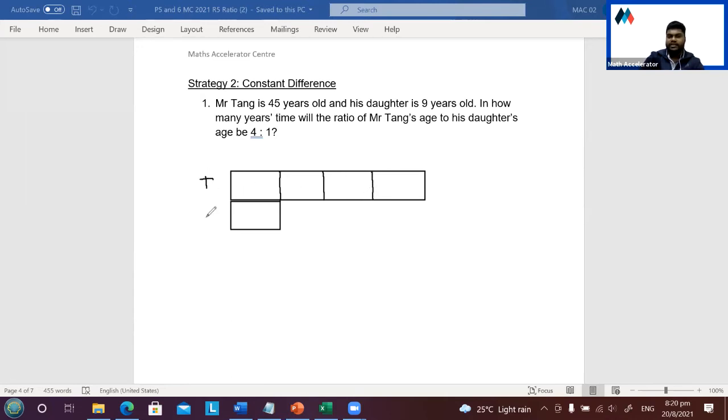Case of Mr. Tang and his daughter. So we just established that the difference in age between two people across time will always be the same, right? So what can you tell me about the three units here? What does this three units here equal to? In terms of model, this is the difference, right? And since difference will never change, so what is the value there?